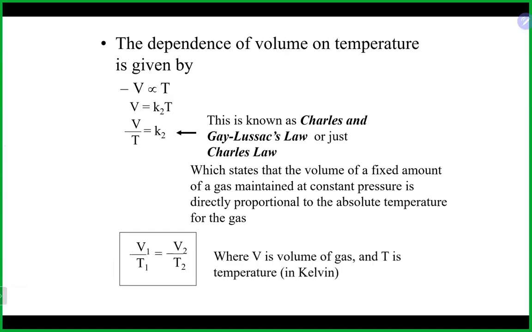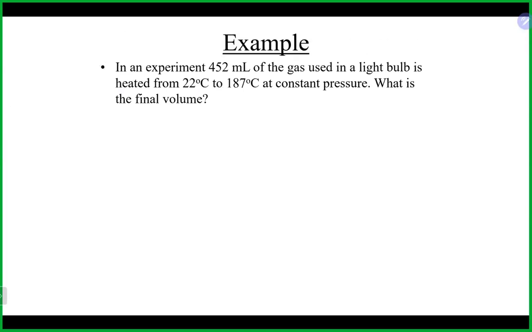All right, so let's take a look at a problem here. In an experiment, 452 milliliters of a gas is used in a light bulb. It's heated from 22 degrees Celsius to 187 degrees Celsius. What is the final volume? Let's see what you come up with here.